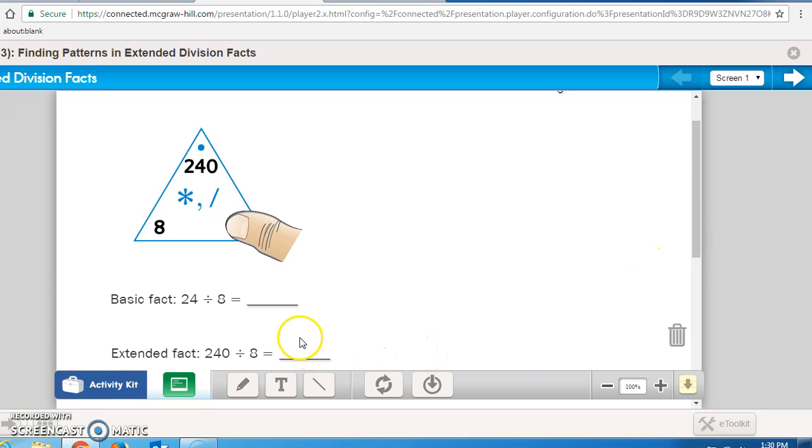So as you look at your math journal, page 191, and when you're using your math fact triangles for practice with division, this is now how you're going to look at them. Well, I know that 24 divided by 8 will give me 3. So my extended fact is asking me 240 divided by 8. Well, since I already know 24 divided by 8 is 3, and 0 divided by 8 is 0, I know my extended fact answer is going to be 30.